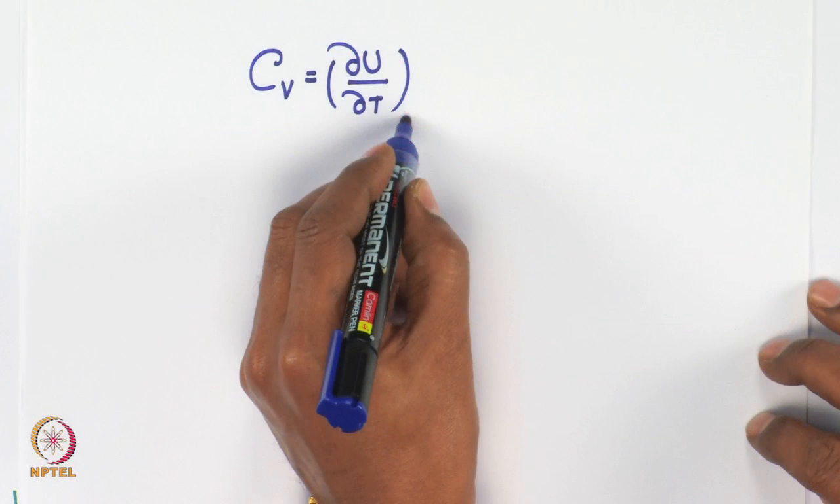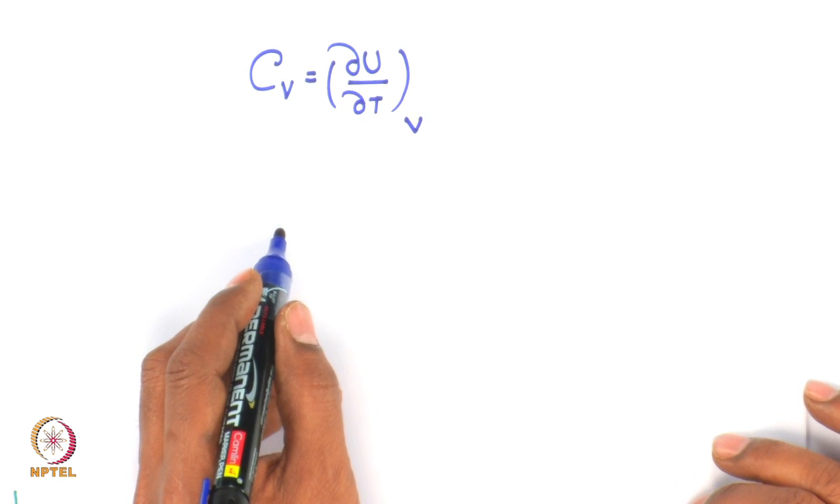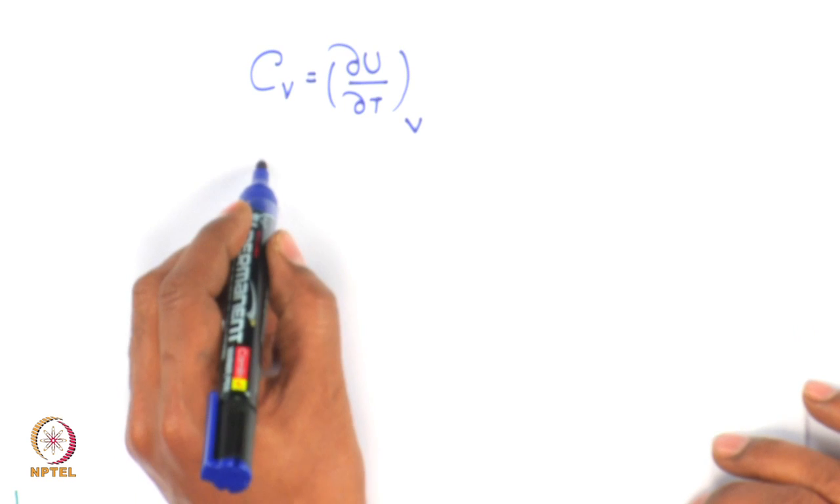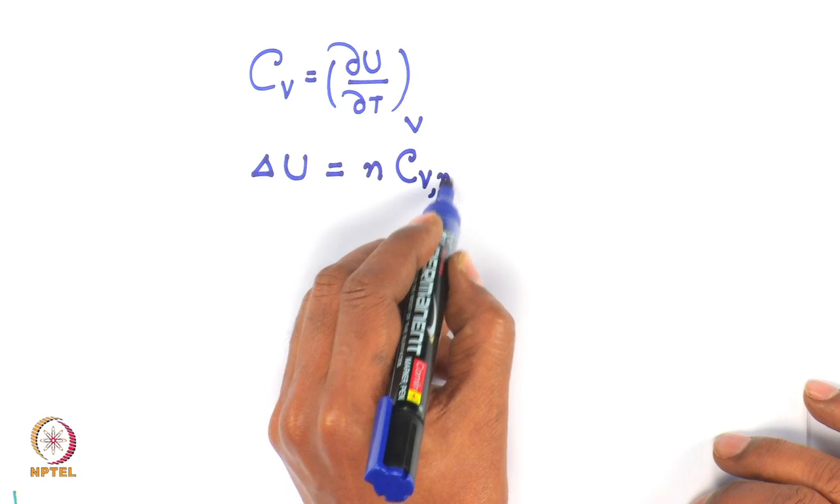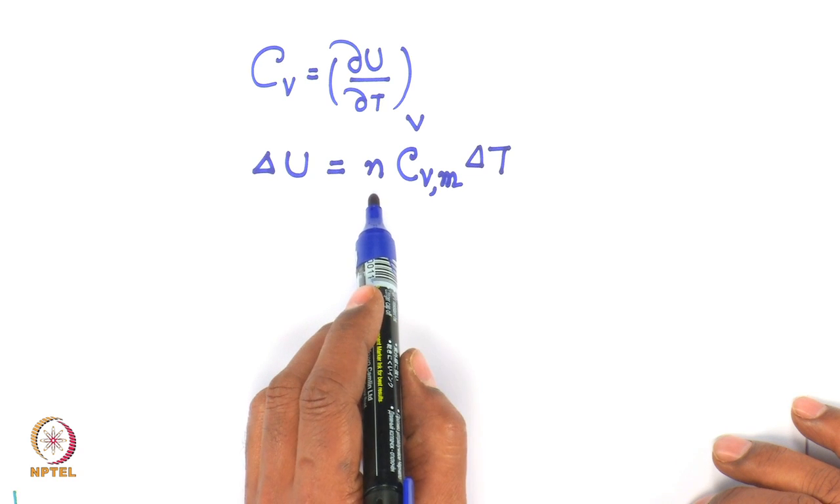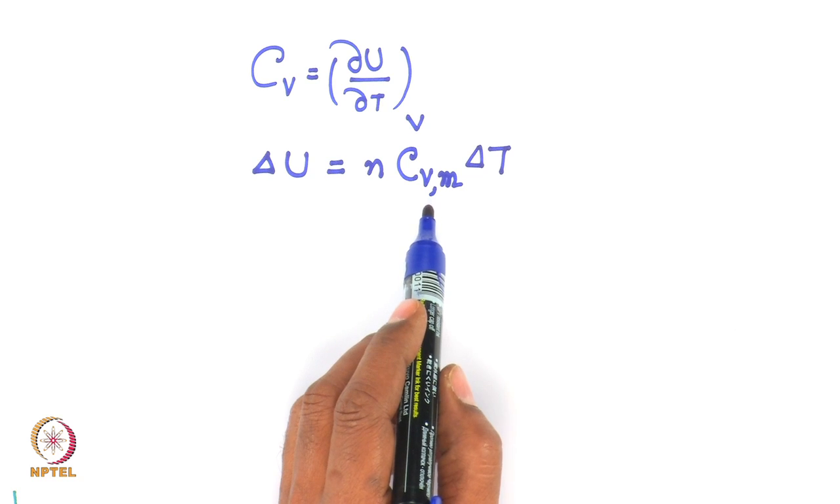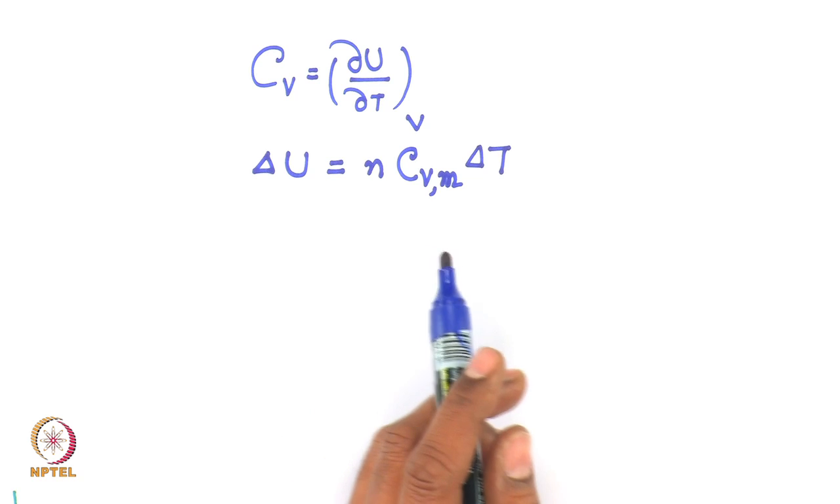Now, as we discussed in the previous lecture, CV is equal to dou U by dou T at constant volume. It is always true for perfect gas. We can use this equation to get delta U is equal to N times CVM into delta T, where N is the number of moles and CVM is the molar constant volume heat capacity. So, from this we can easily get the value of delta U. Let us take a look at the slide.